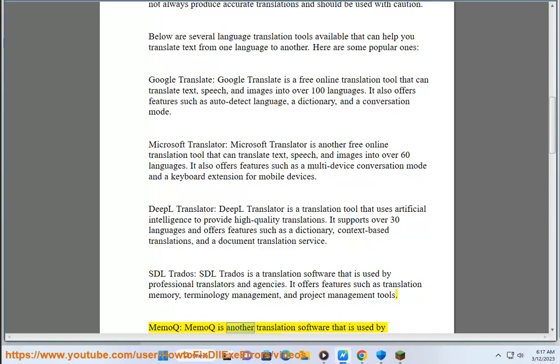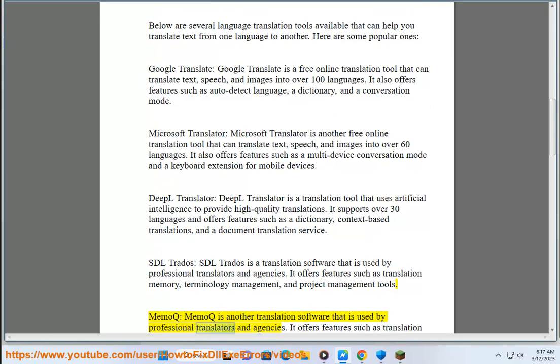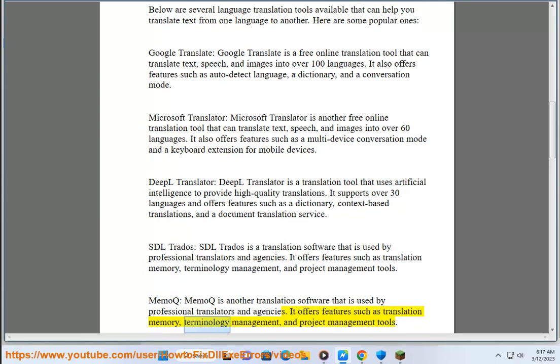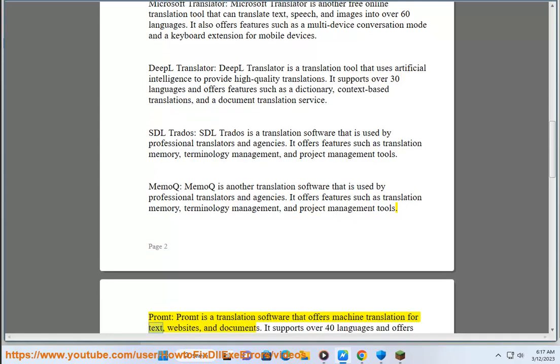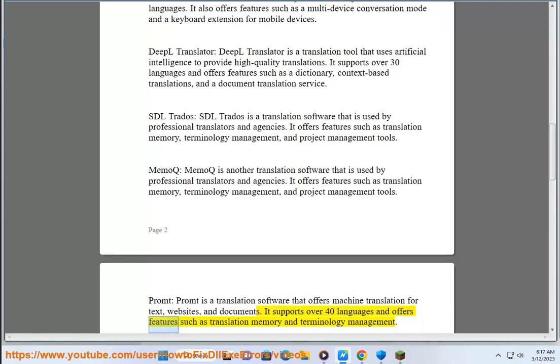MemoQ. MemoQ is another translation software that is used by professional translators and agencies. It offers features such as translation memory, terminology management, and project management tools. Prompt. Prompt is a translation software that offers machine translation for text, websites, and documents. It supports over 40 languages and offers features such as translation memory and terminology management.